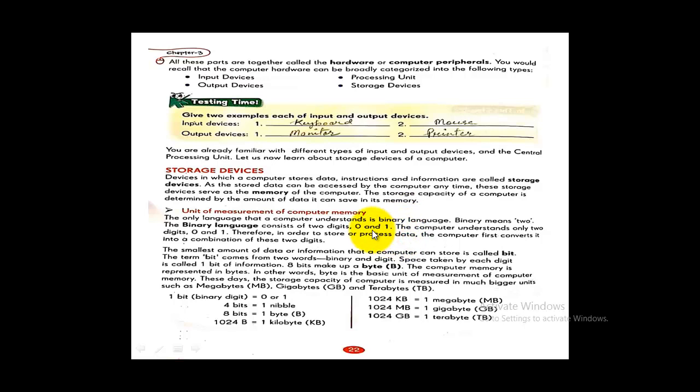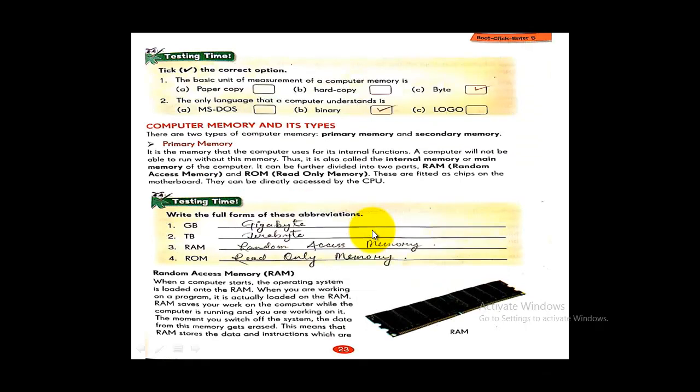Now let's continue our class with the next topic. There is the computer memory and its type. Now there are two types of computer memory. The first one is primary memory and the other one is secondary memory.